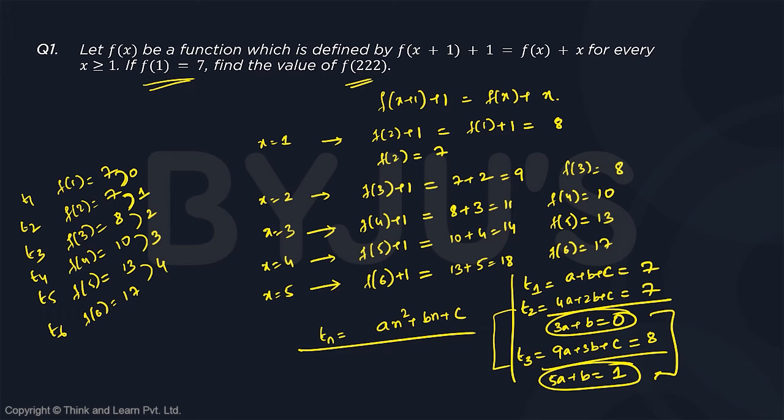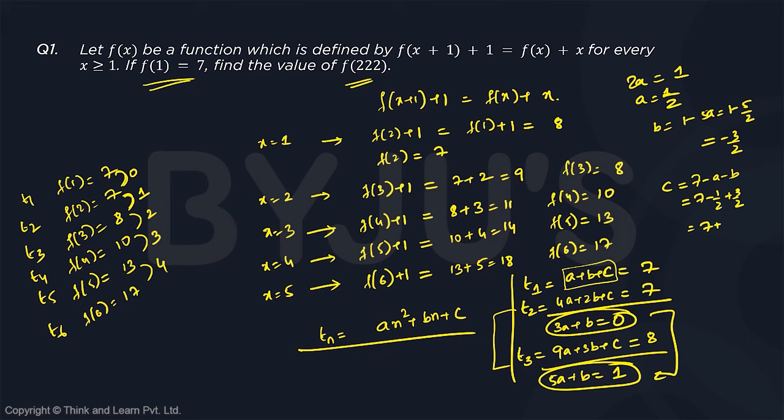So if you subtract these two, you will get 2a equal to 1, or a equal to 1 by 2. If a is 1 by 2, then your b should be equal to 1 minus 5a, which is 1 minus 5 by 2, which is minus 3 by 2. And therefore your c should be how much? Now please remember, a plus b plus c should be equal to 7. So c should be equal to 7 minus a minus b. So c should be equal to 7 minus 1 by 2 plus 3 by 2. So this is 7 plus 1, which is 8.